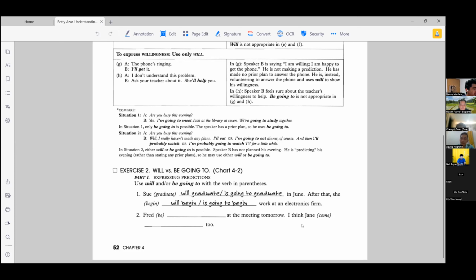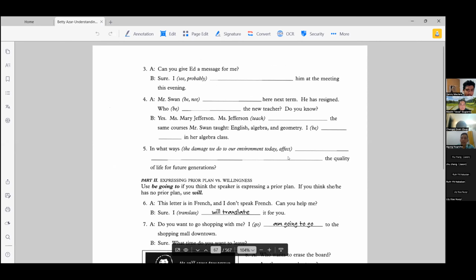Fred is going to be at the meeting tomorrow. I think Jane will come too. Great. Okay. That can be done. Well, anyone can have a different answer, yeah? So some of you might say, Fred will be at the meeting tomorrow. I think Jane is going to come too. So probably some of you have made that answer. It's fine.